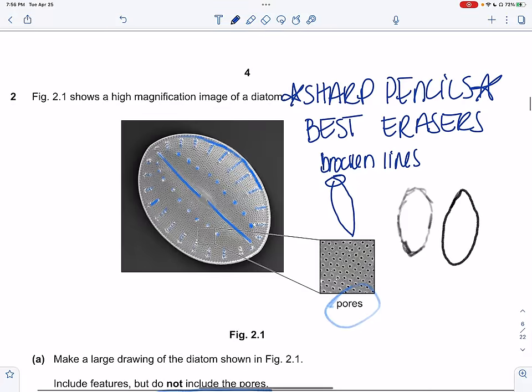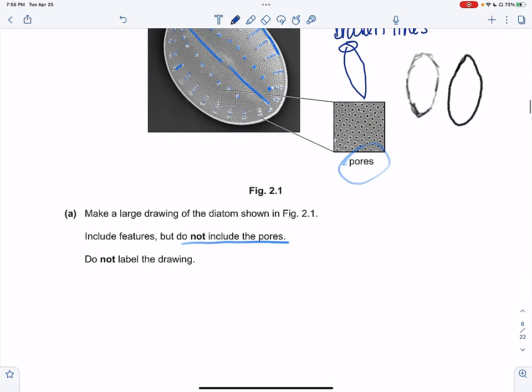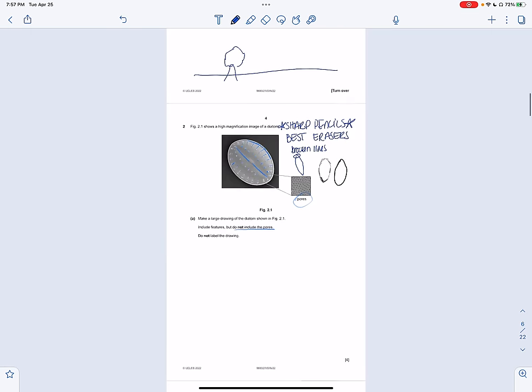Okay, you're not using any color, you're only using a pencil. You never show depth, no shading, and absolutely no color. Don't use a ruler on this, which is crazy for me to say because I'm a ruler freak. But you don't want to use a ruler on this because organisms don't have straight lines. It ends up just looking weird.